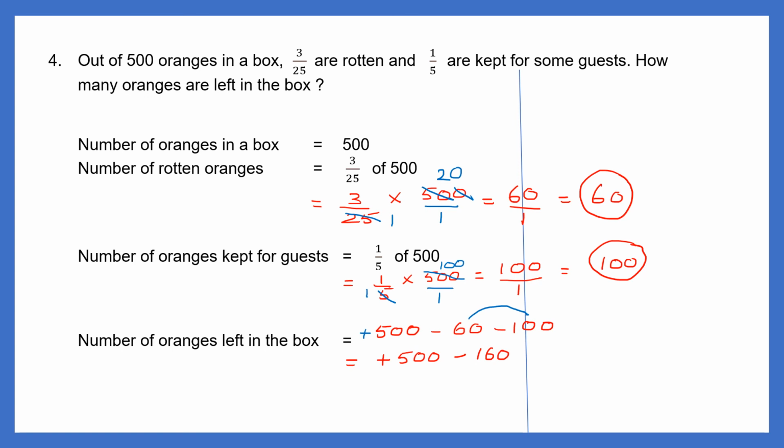How did I get minus? When signs are the same, put the same sign. So minus 60 minus 100, I have put the same sign. Now we have two numbers here. When signs are different, put the sign of the bigger number and subtract. So 500 minus 160. 0, let me borrow. 10 minus 6 is 4. 4 minus 1 is 3. Plus 340 is the answer. So, how many oranges are left in the box? 340 oranges are left in the box.